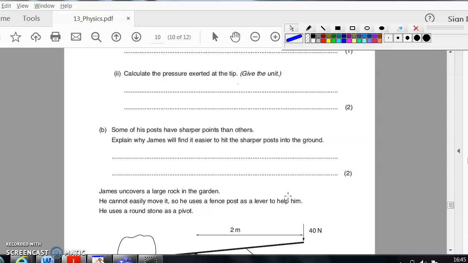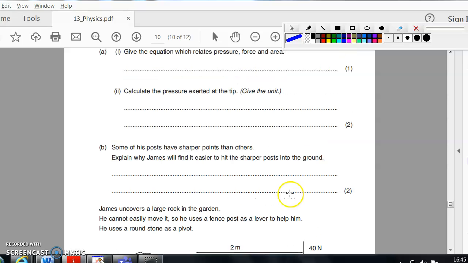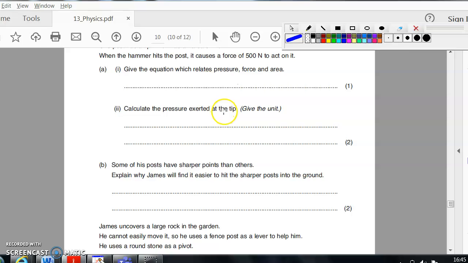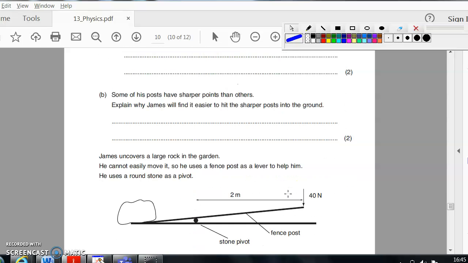Okay, next one, for 2 marks. Some of the posts have sharper points than others. Explain why James finds it easier to hit the sharper post into the ground. So generally people put things like it goes into the ground easier. We want to try and link that to this earlier part of the question, because when we sharpen them, we reduce the area. If you reduce the area, then you generate more pressure. So that is why they go into the ground easier. I apologize.